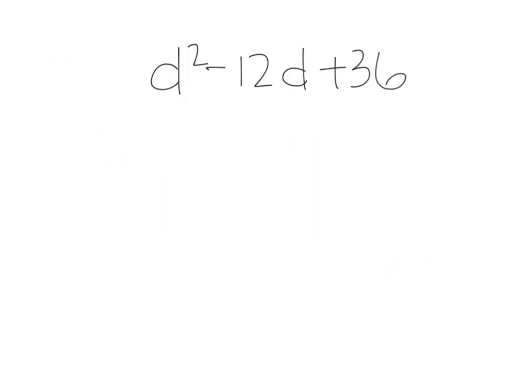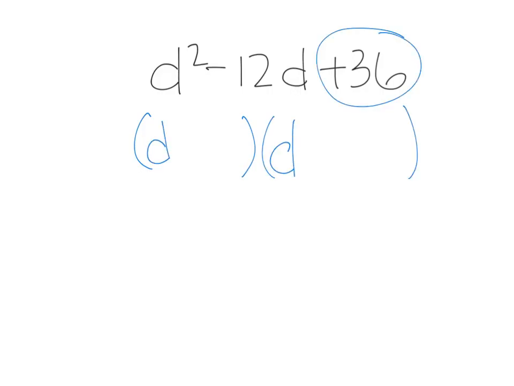Okay, next one. D squared. So I got D and D. First time we've seen a positive C value. What does a positive C value mean? My signs are the same. Does that mean both my signs will be positive? No. What does it mean? Negative, negative. Why are they both negative? Because my middle term is negative. So I will have a negative, negative. And I need factors of 36 that will OI to 12. 6 and 6. Negative 6 and negative 6, so I'm done, right?